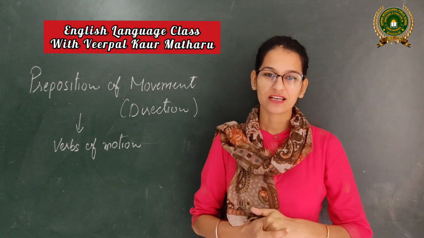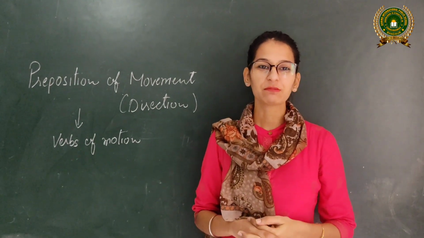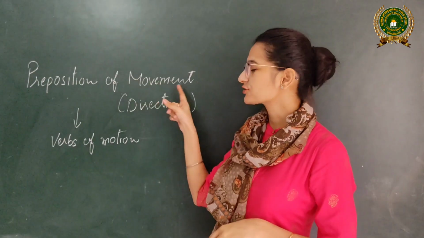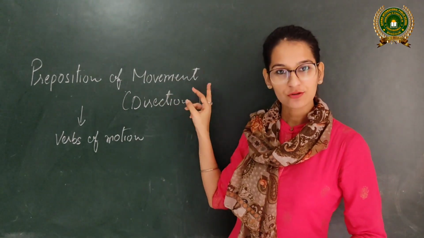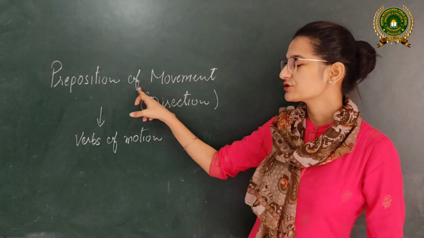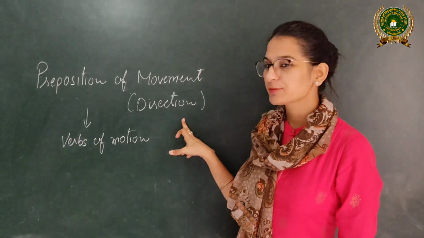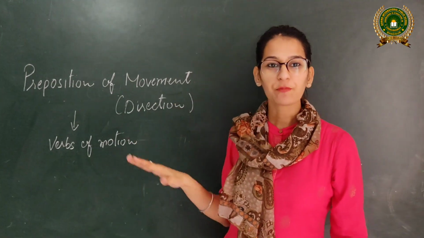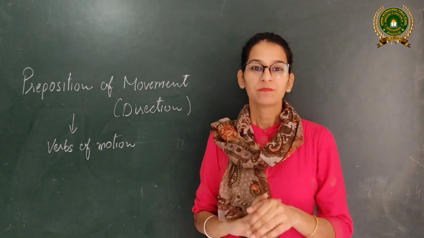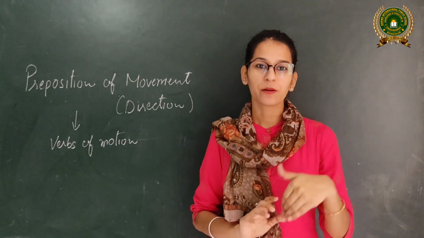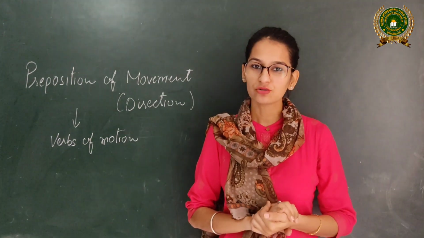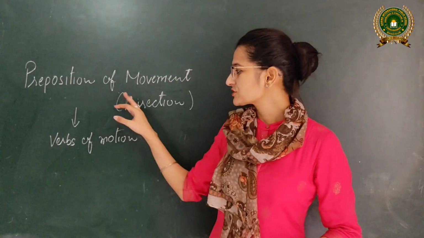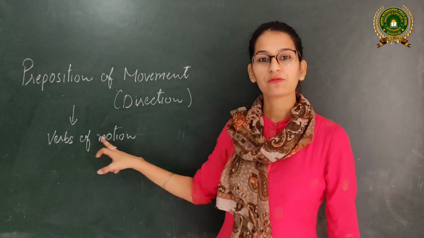So in this video session, I am going to teach you the second type of preposition, which is preposition of movement. In the last video, we learned preposition of time. So today we will learn about preposition of movement, which is also known as preposition of direction. This type of preposition tells us about the movement of one thing or a person from one place to the other, or the direction in which the action is going to take place. These types of prepositions are usually used with the verbs of motion.